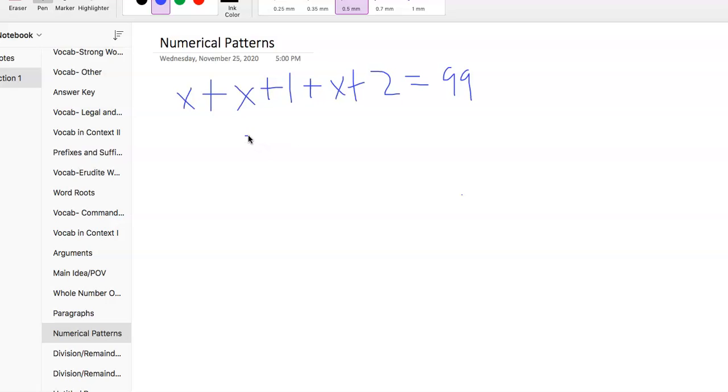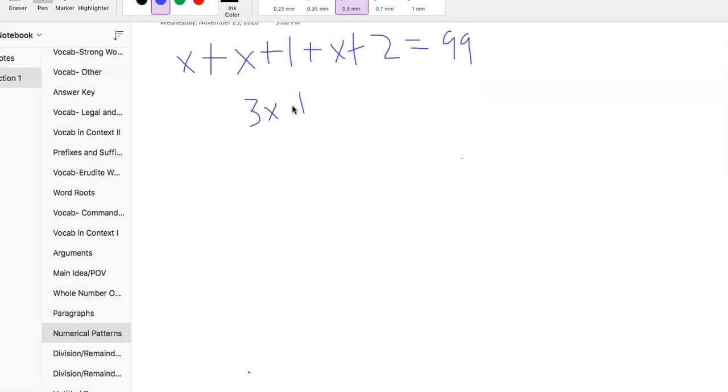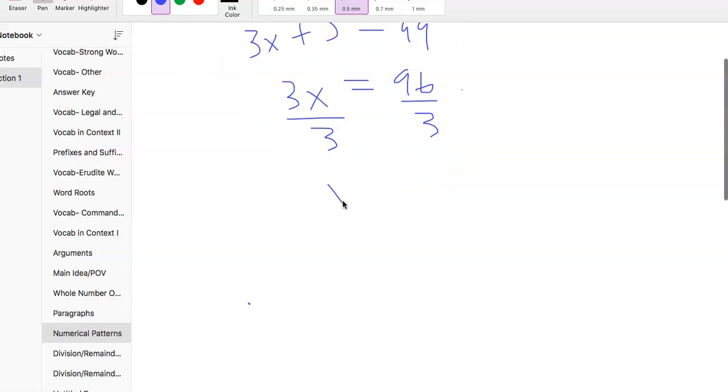Okay, so if we add these up, I have 3x plus 3, that equals 99, okay? Subtract 3 from both sides, so I just get the x by itself. 99 minus 3 equals 96, okay? Now we're just doing some basic algebra. 3x equals 96.